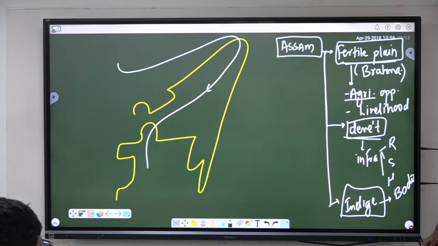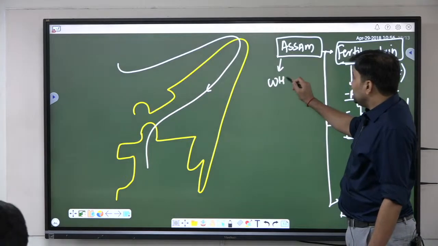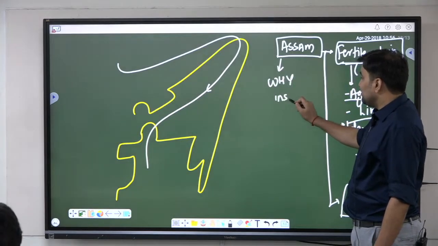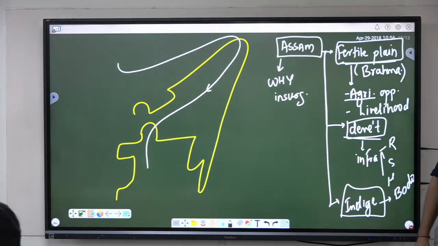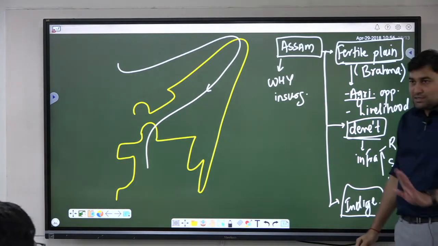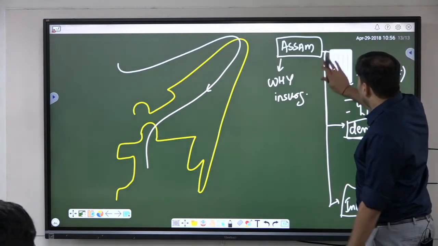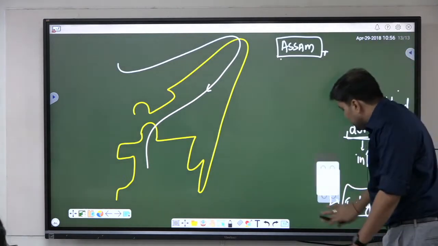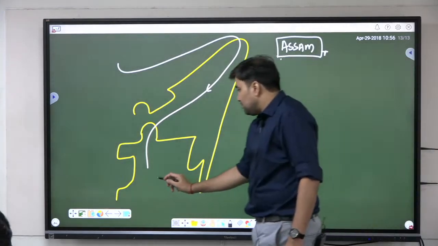Now, let us try to understand the problem of Assam. Why insurgency in Assam? Is it clear? Did everyone understand? Have you written this? Now, why insurgency in Assam? For this, you should know another state which is very important, that is Bangladesh.